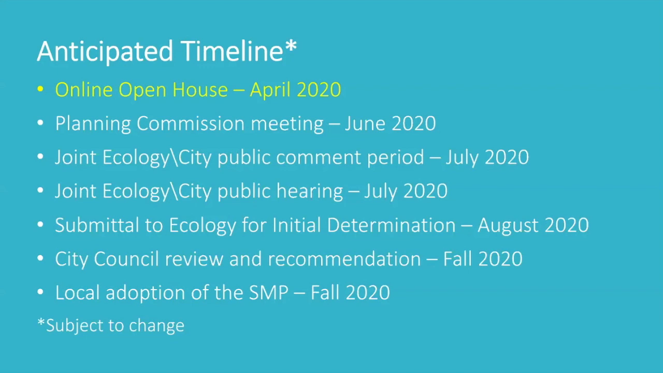So before, with the comprehensive update, Ecology would look at it after it had been locally approved. Here, Ecology is looking at it at the same time the city is. They have the same public comment period, the same public hearing, and then what's called an initial determination, where they provide feedback on the proposed amendments and the Ecology checklist, which walks through our approach to the legislative amendments. With that in mind, if that all comes to fruition, hopefully in August, this can move towards a review by City Council in the fall.